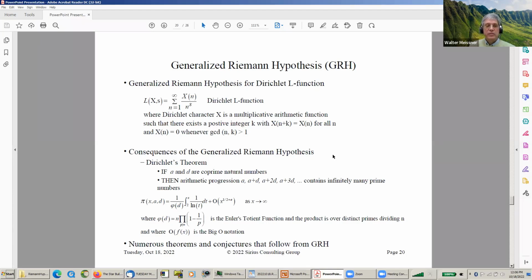There's a consequence of the generalized Riemann hypothesis, and one is the Dirichlet theorem. This is a prime counting function that has X and 2 other arguments, A and D. And I'm not going to go into this very much either. There are actually numerous theorems and conjectures that follow from the generalized Riemann hypothesis, and this is another reason why they would like to see that conjecture proven true, because if it wasn't true, all these other things would fall apart.